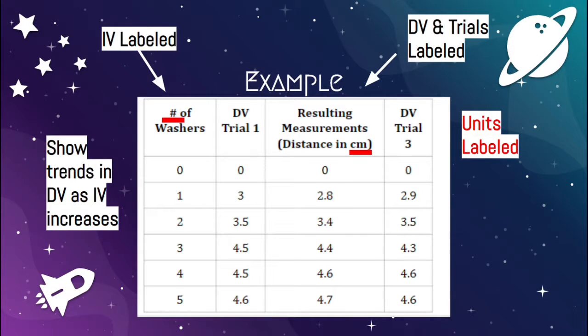This is an example of a raw data table. The independent and dependent variables are labeled in the header along with the units for each. In a raw data table, you want to show what happens to the dependent variable as the independent variable increases. That way, it's easier to answer your experimental question with the setup of, as IV increases, what happens to DV.